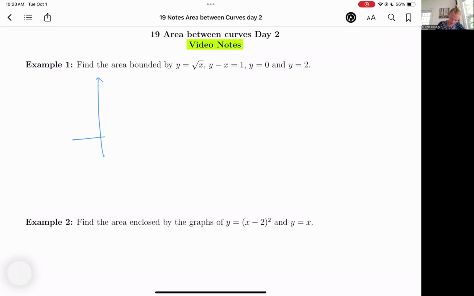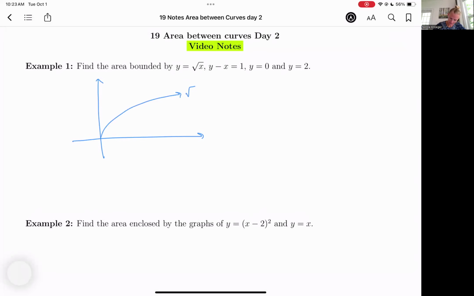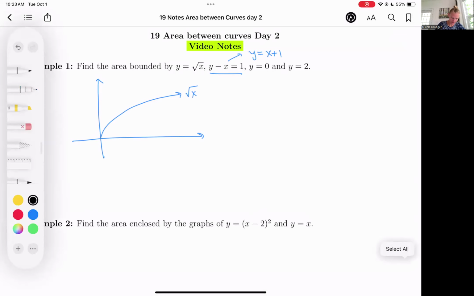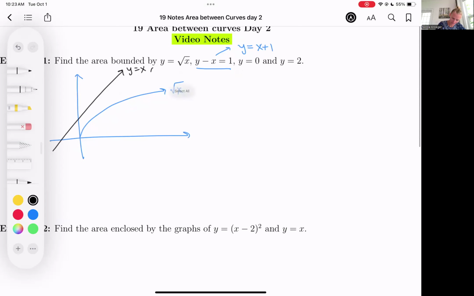We've got the function square root of x. So this is our square root of x. y minus x equals 1. Let's rearrange that. So that's y equals x plus 1. That's a line with slope 1 and x-intercept 1. So that line actually is up here. That's y equals x plus 1. And then we have y equals 0. That is the x-axis. And then we have y equals 2. That is a line up here.